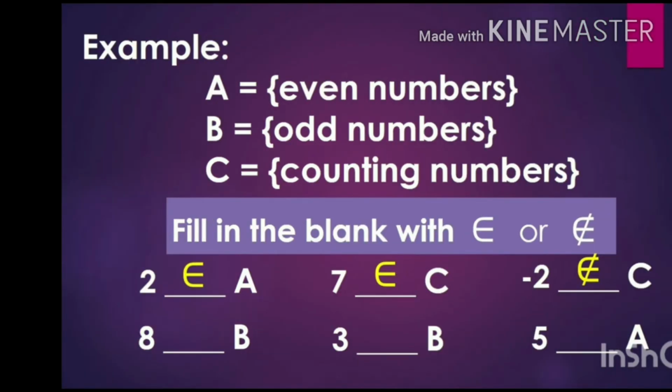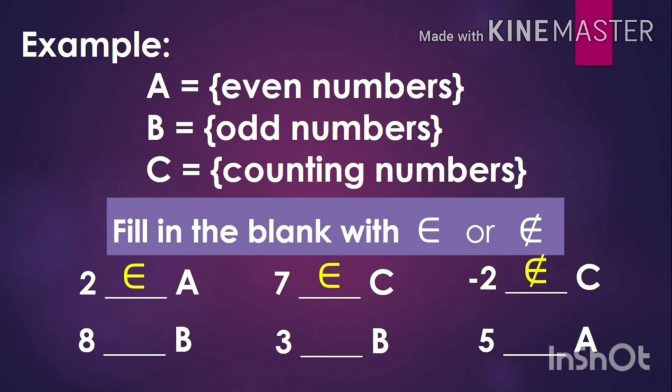Next, 8 is blank of set B. Is it an element or not an element? You're right again, not an element, because 8 is not an odd number.